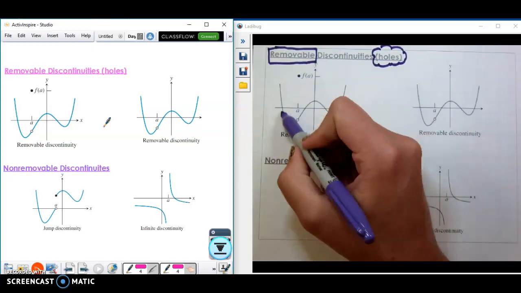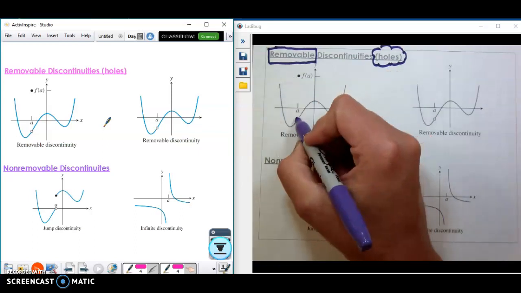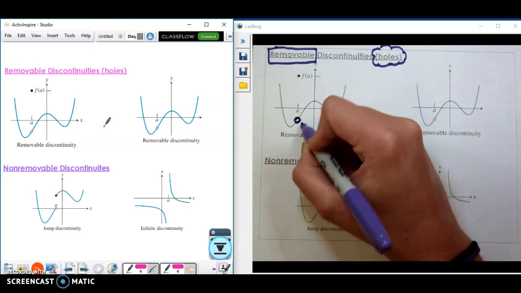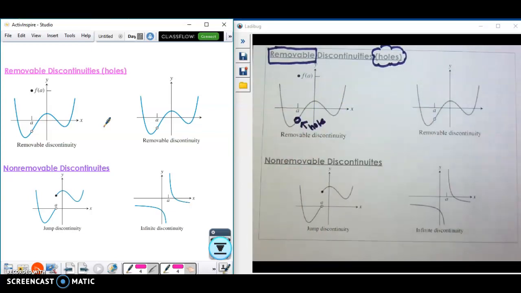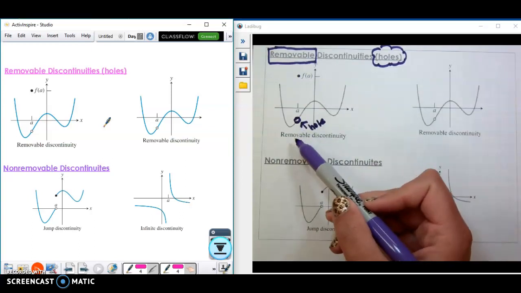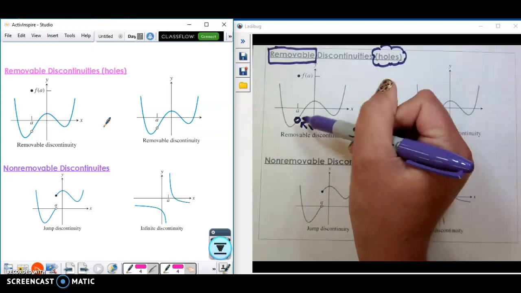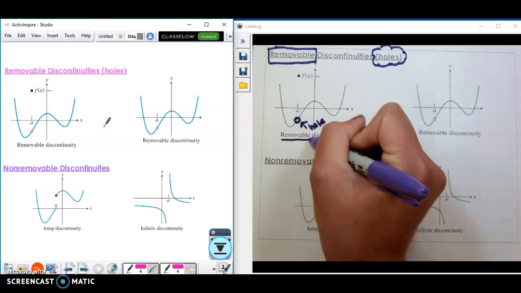If you run your pencil across it, you would have to pick up your pencil because here you have a hole. You'd have to jump over the hole to get to the next part. So that's not continuous, which means it's discontinuous. But the reason it's called removable is because that hole could just be removed from the graph. So that's why it's going to be a removable discontinuity.